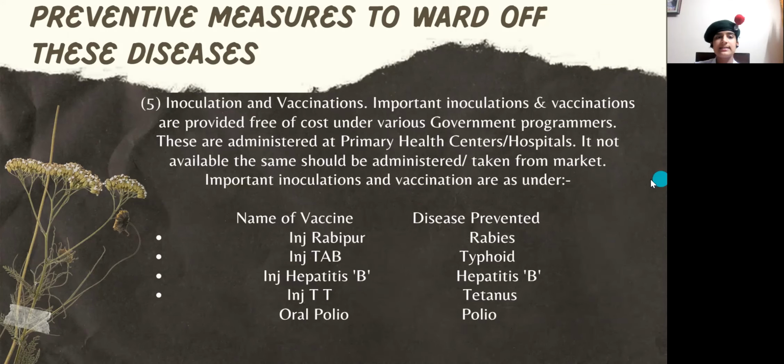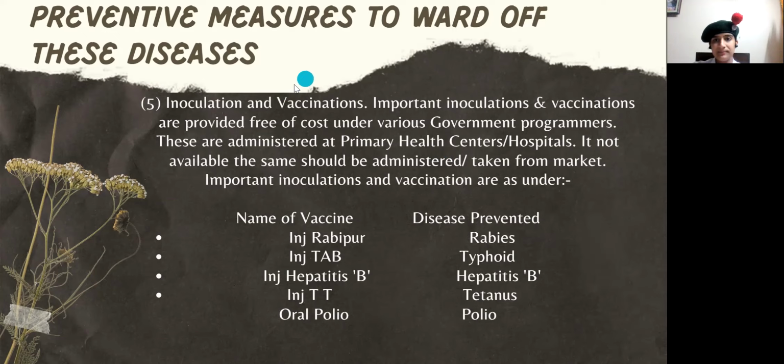The fifth one is inoculation and vaccinations. Important inoculations and vaccinations are provided free of cost under various government programs. These are administered at primary health centers or hospitals. If it's not available, the same should be administered, taken from the market. Important inoculations and vaccinations are as under.